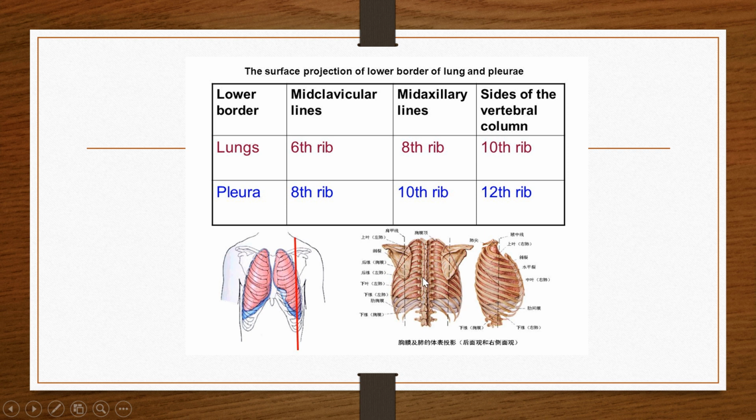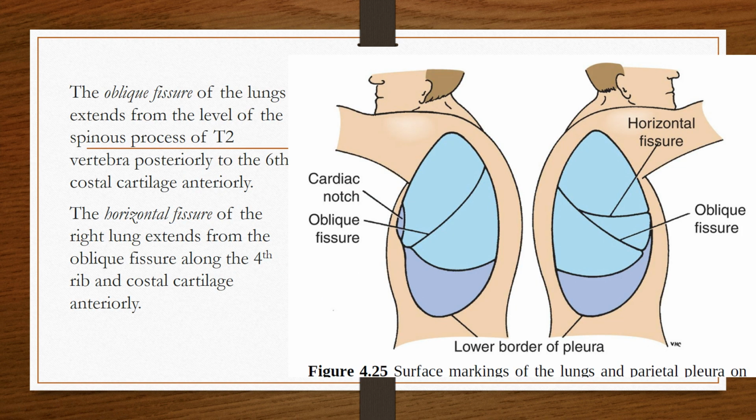Then on the sides of the vertebral column, the lung is at the level of the 10th rib, but the pleura was at the 12th rib. So the difference is only in the lower or inferior border of the lung and pleura. The difference is about 2 ribs. The lungs are at the 6th rib at the mid-clavicular line, the 8th rib at the mid-axillary line, and the 10th rib on the sides of the vertebral column. So you have to revise the pleural reflection lines and the lung reflection line. I will revise again: the lung is about 2 ribs above the pleura.